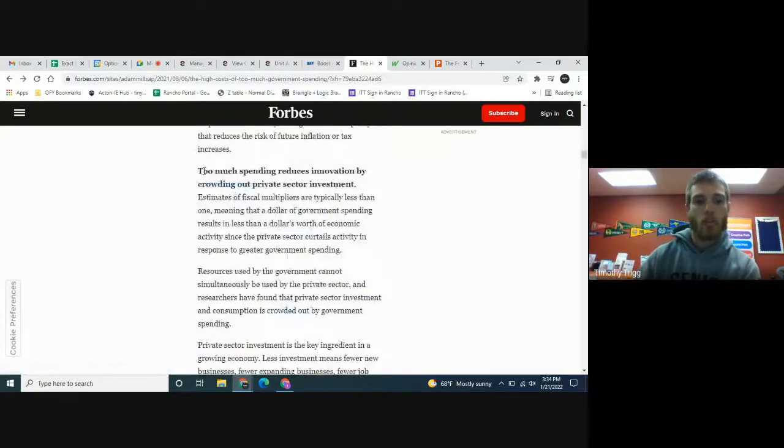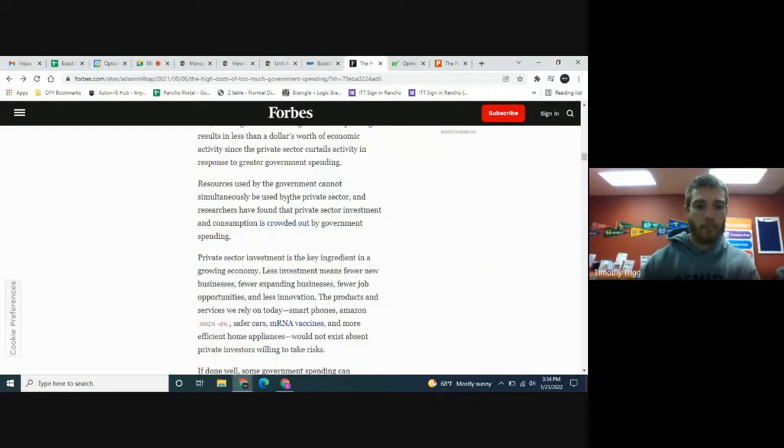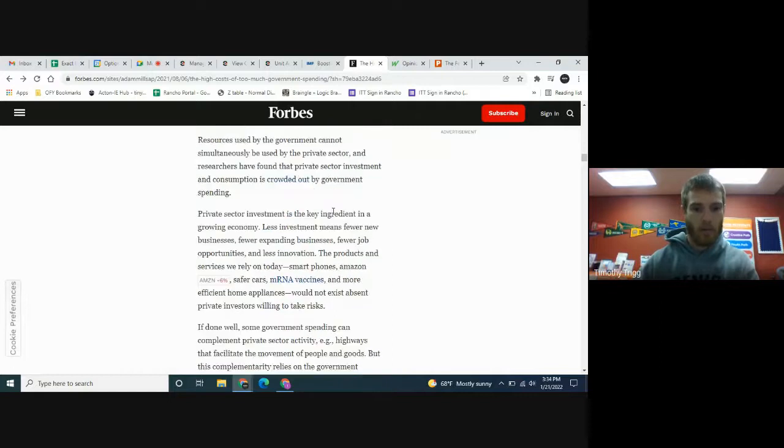He also says too much spending reduces innovation by crowding out private sector investments. Okay, so here he's saying basically that the private sector should be the one making investments in the economy and not the government. Again, the private sector is basically private corporations or publicly owned corporations.